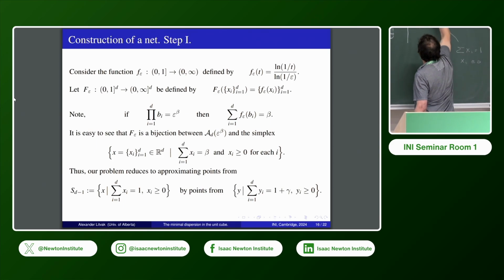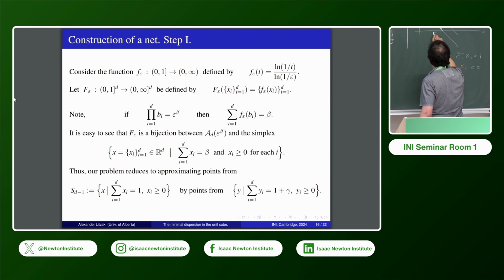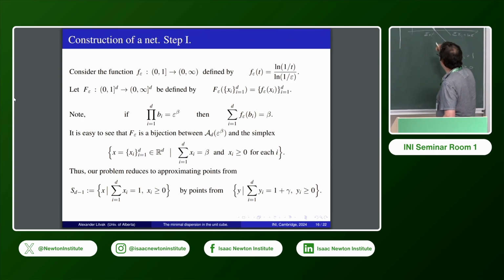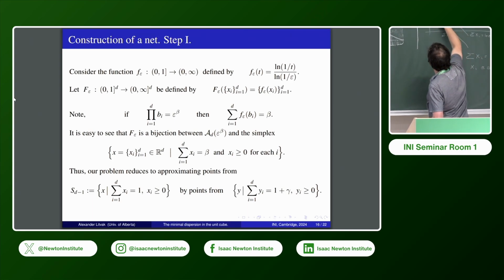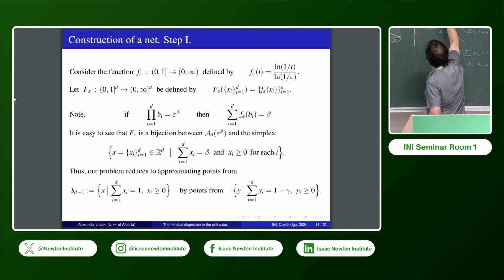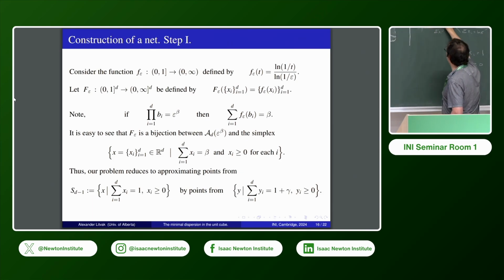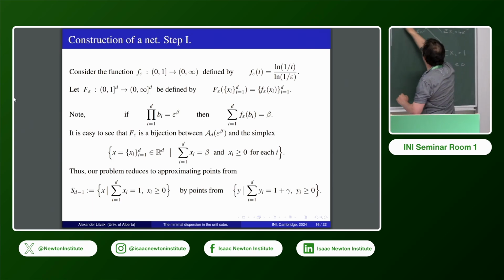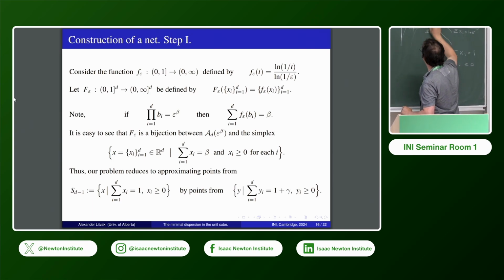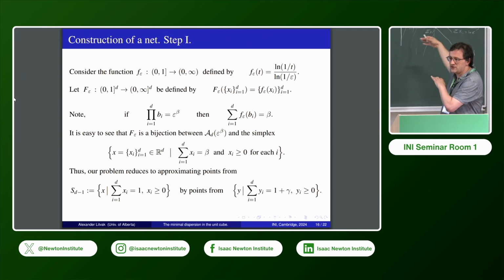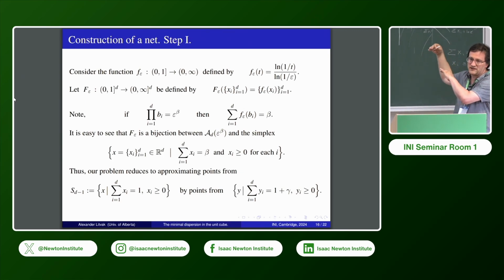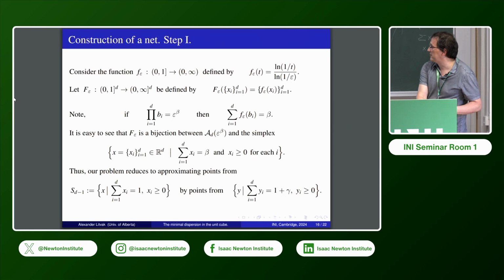So I want to find points. This is sum of xi equals 1. Here sum of xi equals 1 plus gamma. I want to cover this simplex by points here under the condition that I have some inequality for coordinates. So each point covers the intersection of this segment with such coordinates. So it's not difficult to see that in fact I need to cover a simplex by minus simplexes.